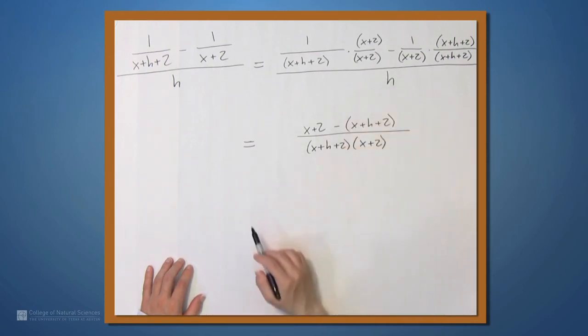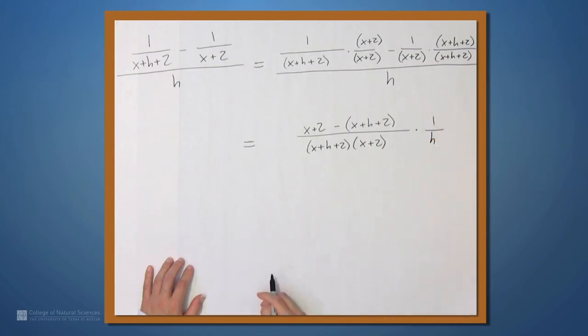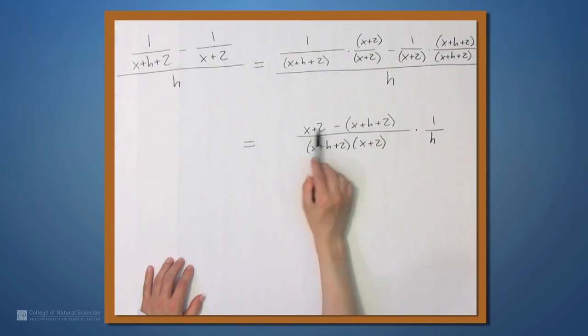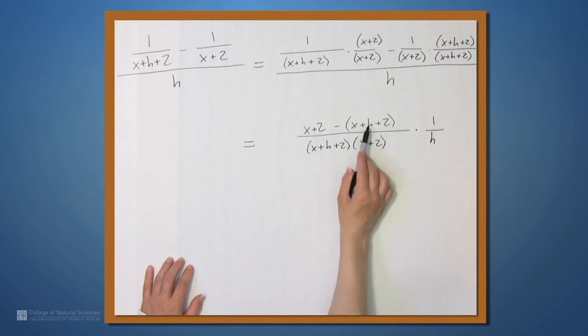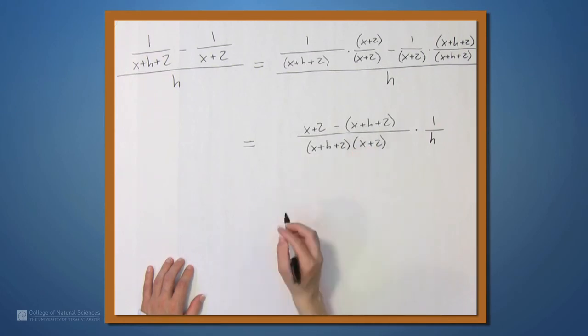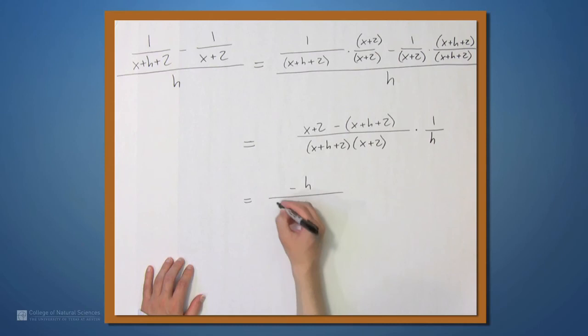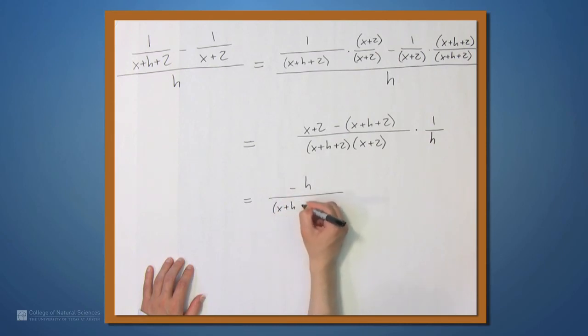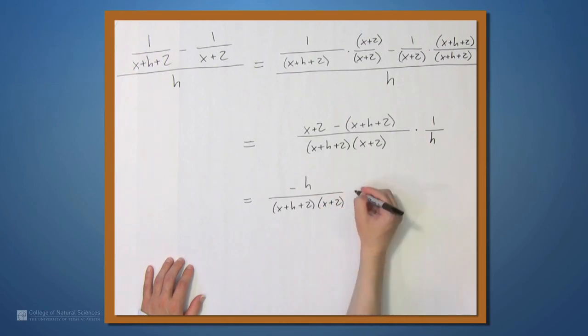And I said, dividing by h is the same as multiplying by 1 over h. It's going to be a little bit easier to write. So let's just say this. So times 1 over h. But what happens in the numerator here? We have an x minus x. We have a 2 minus 2. So the only thing that we're left with is this h, and it's going to be minus h. So this is minus h all over x plus h plus 2 times x plus 2 times 1 over h.